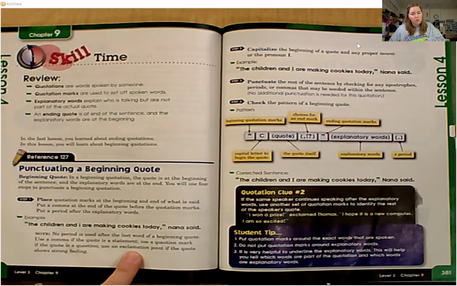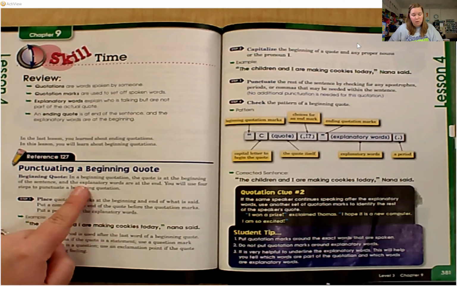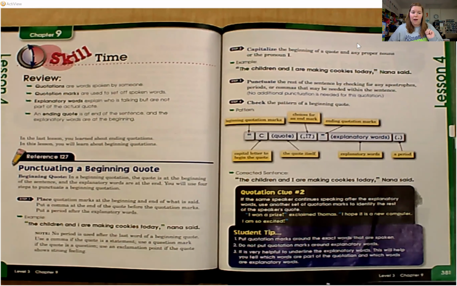Today, for lesson 4, we're talking about beginning quotations. So in a beginning quote, the quote is at the beginning of the sentence. The explanatory words are at the end. Again, we'll have 4 steps to punctuate a beginning quotation. So step number 1, place quotation marks at the beginning and end of what is said. Put a comma at the end of the quote before the quotation marks. Put a period after the explanatory words.